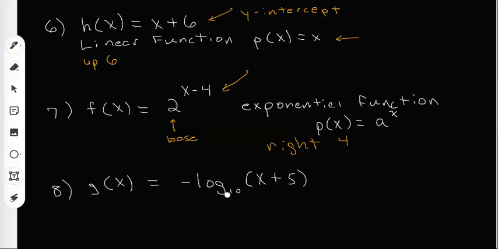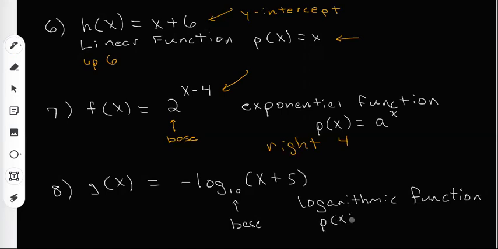And for number 8, our base is 10. That's really not going to make much of a difference when we get to transformations, but this is the logarithmic function. You can tell because it says log. The simplest form of that is p of x equals log base b of x. Here our base is 10, so we put a 10 below the log.